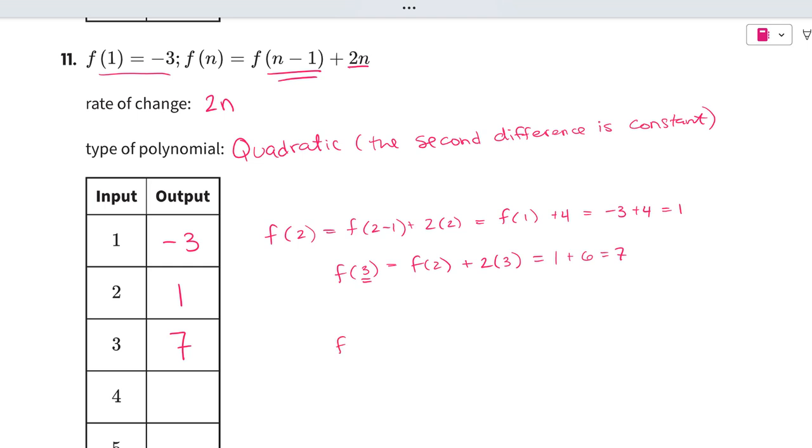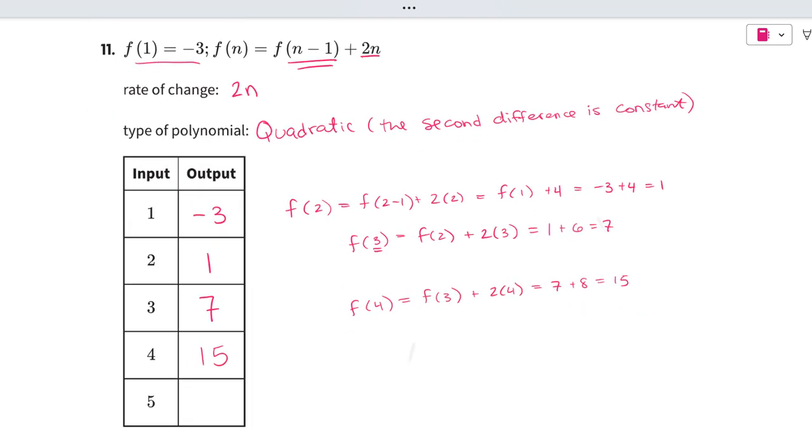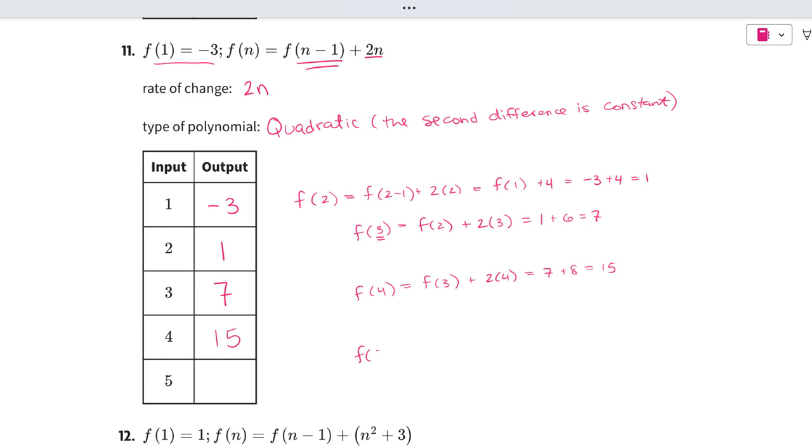All right, f of 4. So 4 minus 1, this means we're going to use the term f of 3 plus 2 times 4. So we end up with 7, because that's what f of 3 is equal to, plus 8, which is 15. Okay. And then lastly, f of 5. Well, f of 5 minus 1 is the same thing as f of 4 plus 2 times 5. So f of 4 is 15. 2 times 5 is 10. So I end up with 25.